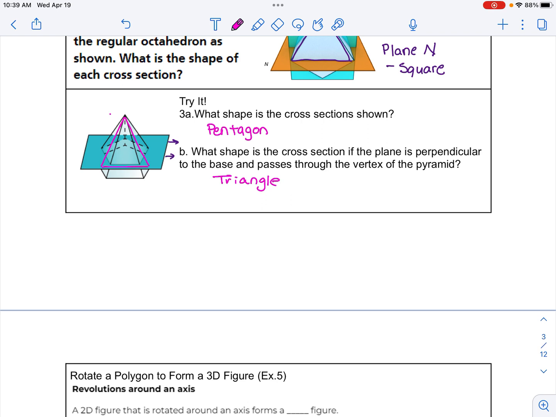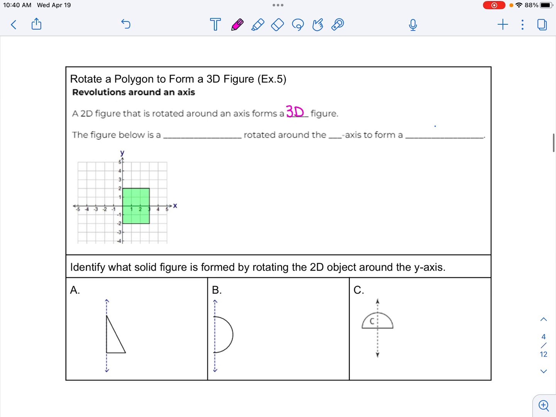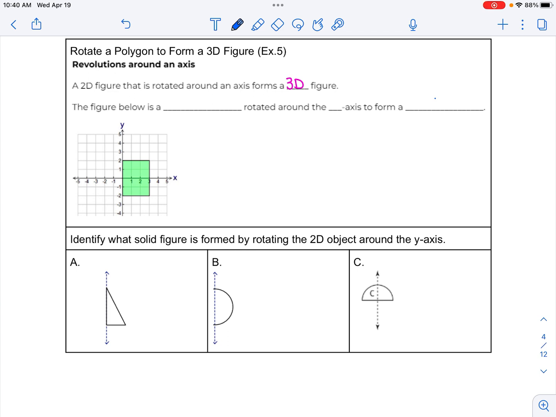All right, the last thing we're going to talk about today is rotation. So that was cross sections, what 2D shape is formed. The last one is talking about rotating to form a 3D figure. So if you have a 2D figure that's rotated around an axis, it forms a 3D figure. In this particular example below is a rectangle. And it's rotated around the y-axis.